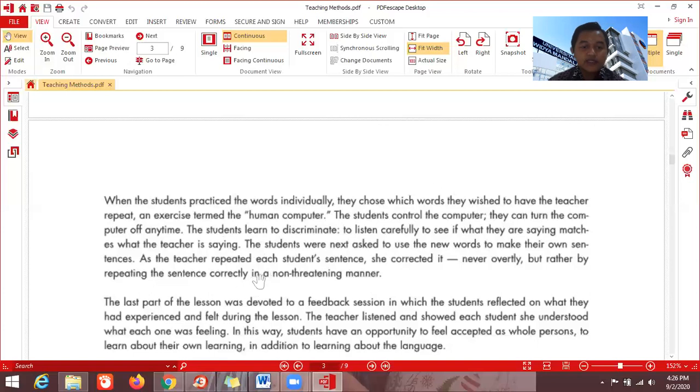As the teacher repeated each student's sentence, she corrected it. Never overtly, never openly. You do not use corrective feedback in this community language learning, because as a community you learn together, and you do not say someone is wrong in a community, because community is based upon togetherness. A community is built upon mutual understanding. So you don't say A is wrong, B is right. You don't do that openly, not overtly, but rather by repeating the sentence correctly in a non-threatening manner.